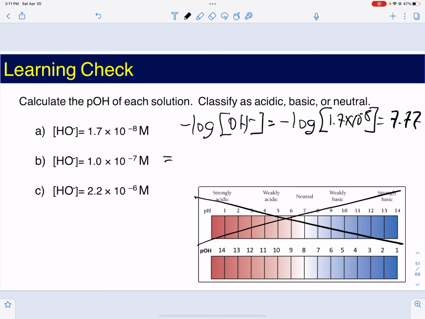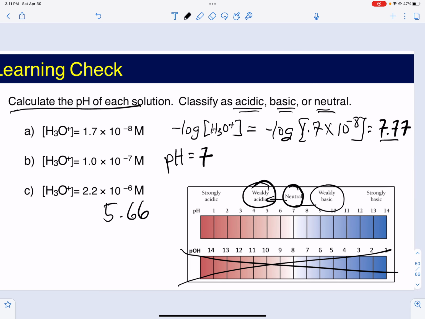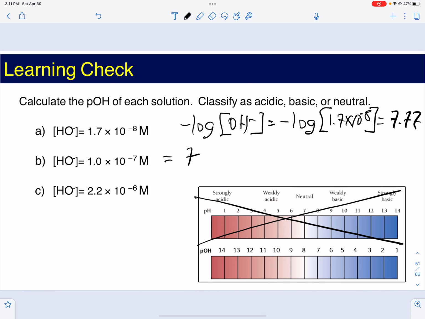The second one is going to be, you notice I was lazy, so I used the same numbers, but we do it in pOH now. And this one is going to be 5.66. Using the pOH scale, 7.77 is going to be basic. 7 is going to be neutral. Remember, we're using the pOH scale. And 5.66 is going to be basic.